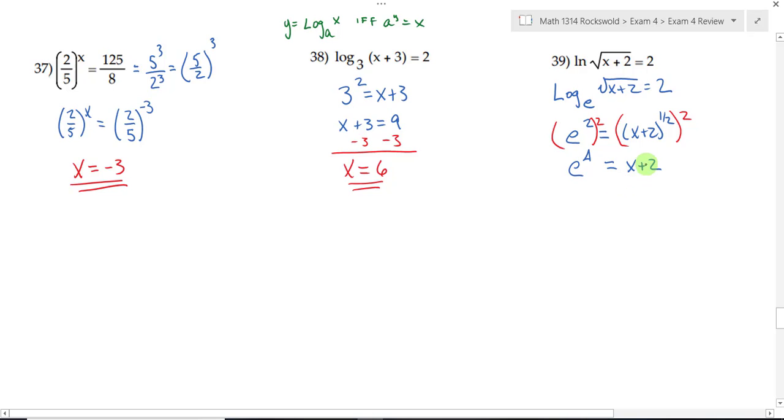How do I get that plus 2 off of the x? What do I do? Subtract 2 from both sides. What you do to one side, you have to do to the other. So those are going to cancel out, and I'm left with x by itself equals e to the fourth minus 2. Could I check this answer on my calculator? Sure I can. Do you want to see what it looks like?